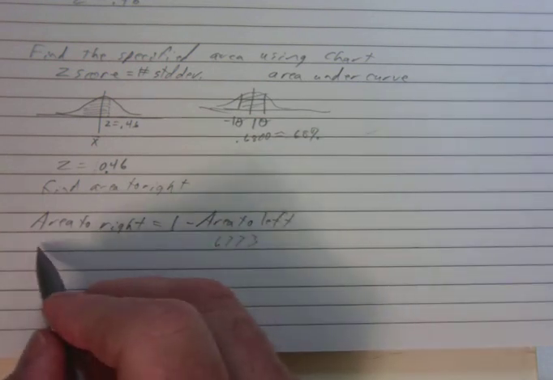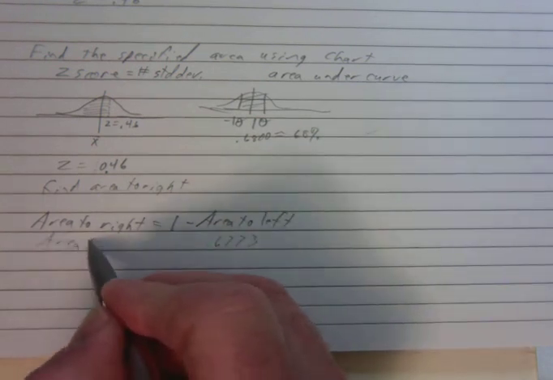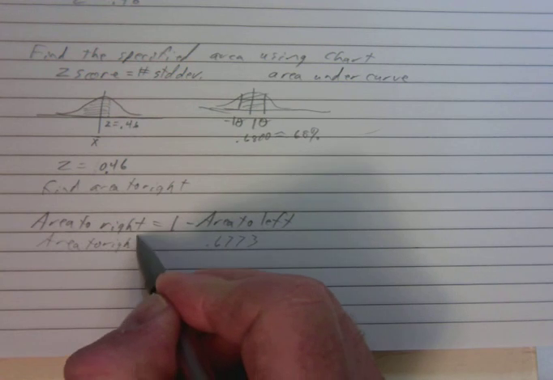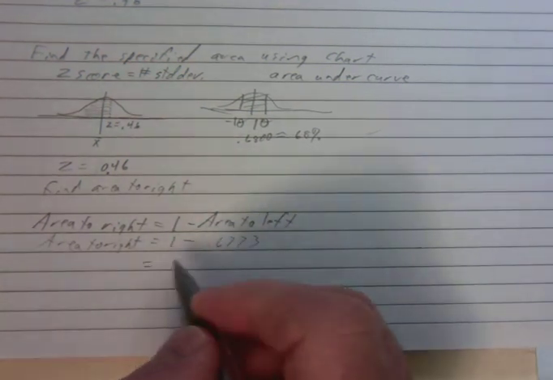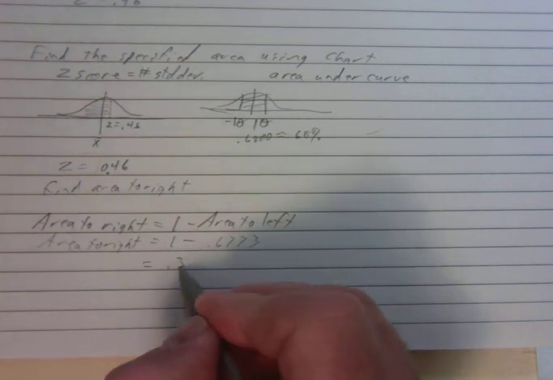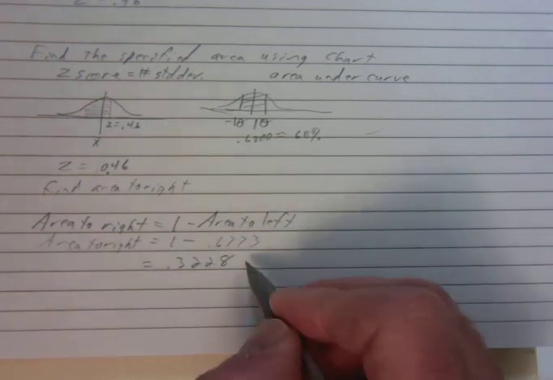So the area to the right equals 1 minus 0.6773, which comes out to be 0.3228, and that is the solution that the question is looking for.